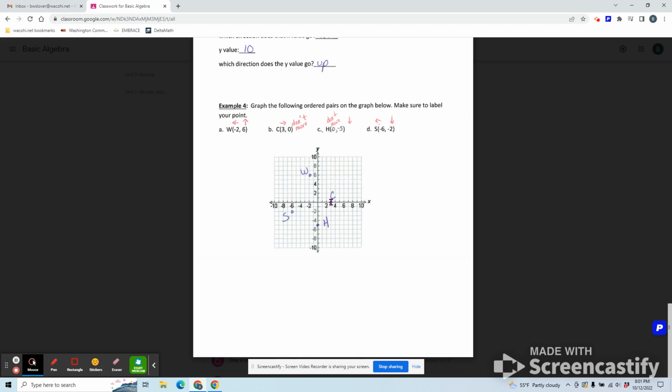And the next one is at 0, negative 5. So 0, don't go right or left. But I go down 5. Remember, I go back to 0, 0. So I go down 5, put a point, letter H. And then the last one, negative 6, 2. So I start at 0, 0. I go left 6, and I go down 2. So it may be helpful so you get the hang of it to write out those directions right above your ordered pairs so you know where you're going: up, down, left, right, or not moving.